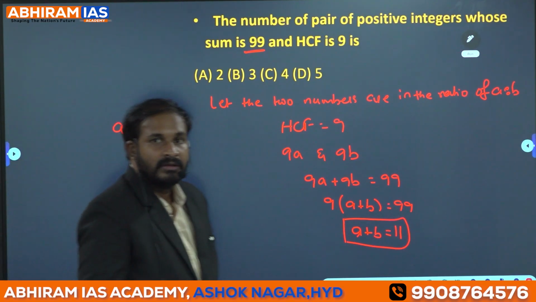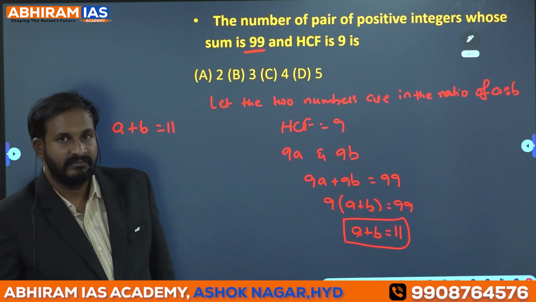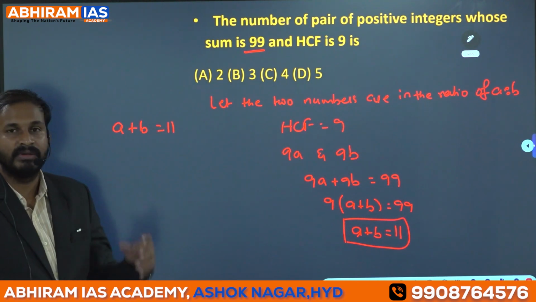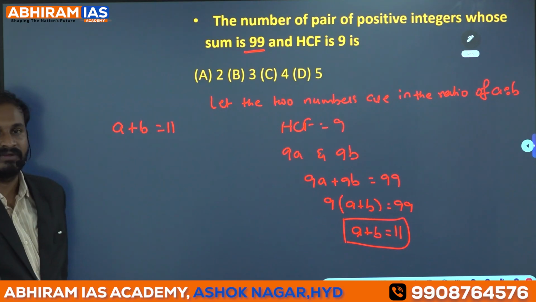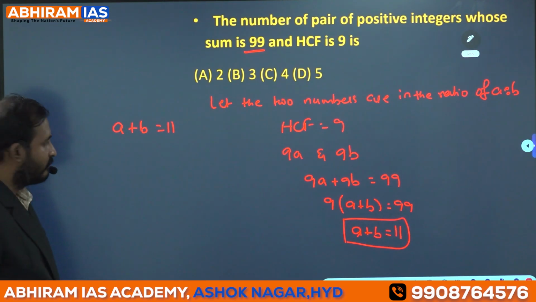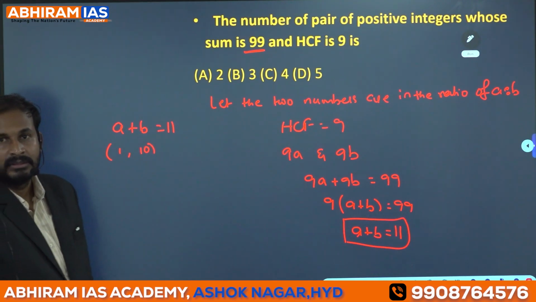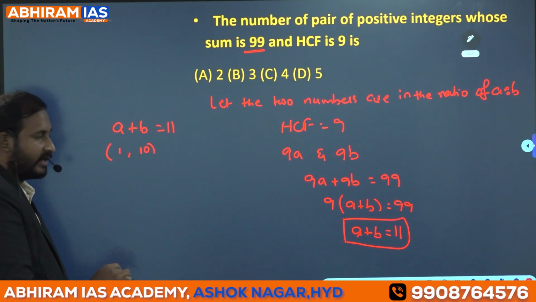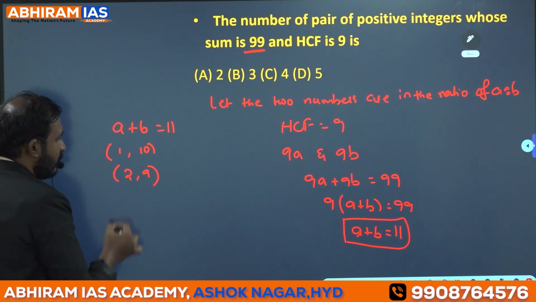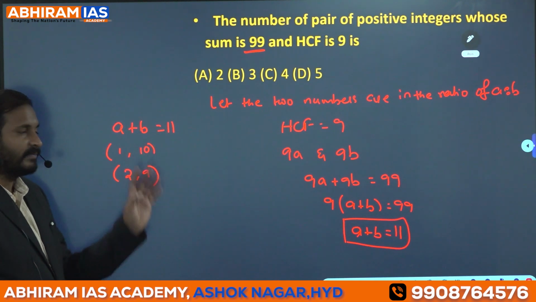Now tell me how we will write our answer. With what logic are we going to write our pairs? We know that A and B should be co-primes. Now tell me what values of A and B I can take so that A and B are co-primes as well as their sum is 11. I can take 1 and 10. 1 and 10 is one pair. Their HCF is 1 and their sum is 11. Next, 2 comma 9. What is the HCF of 2 and 9? 1 is the only common factor between 2 and 9, and their sum is also 11.